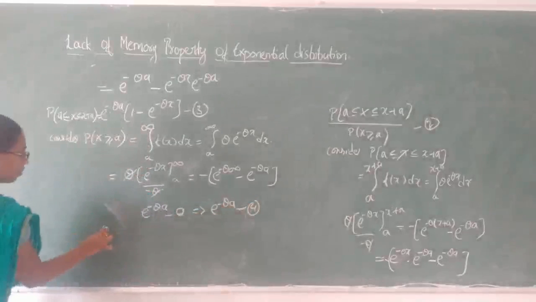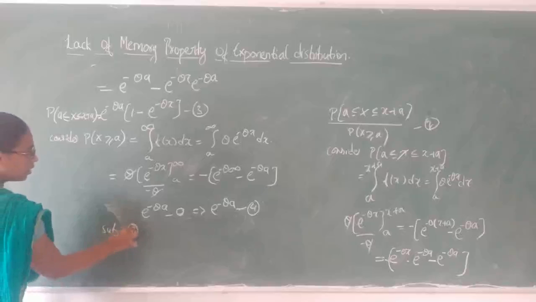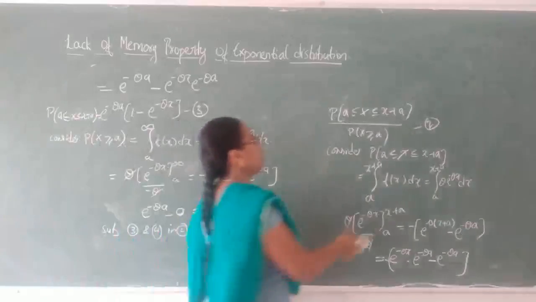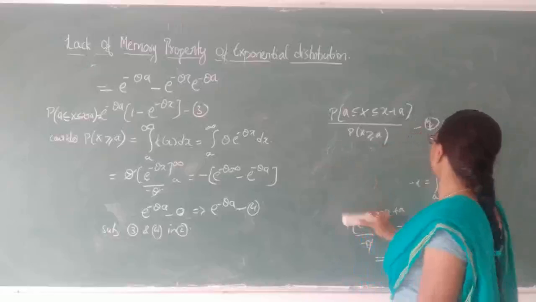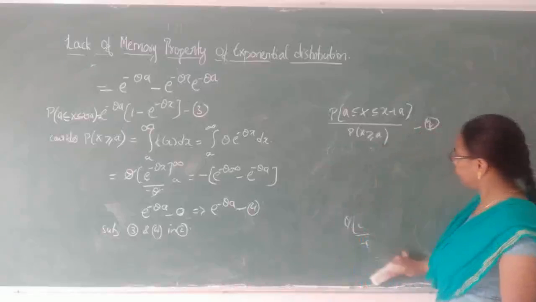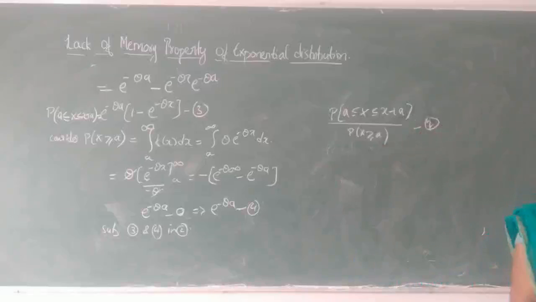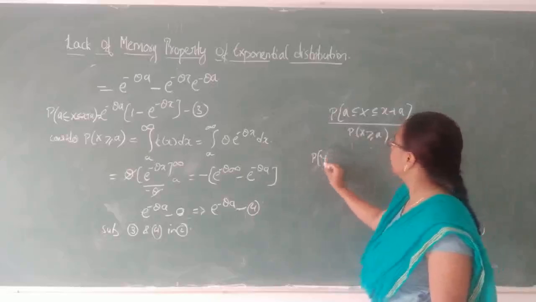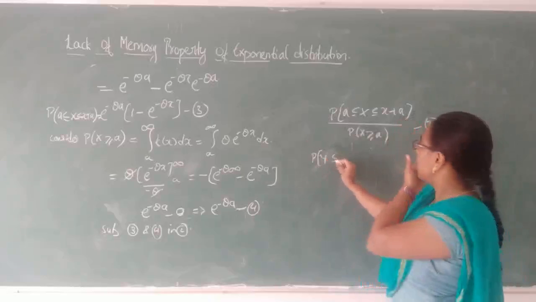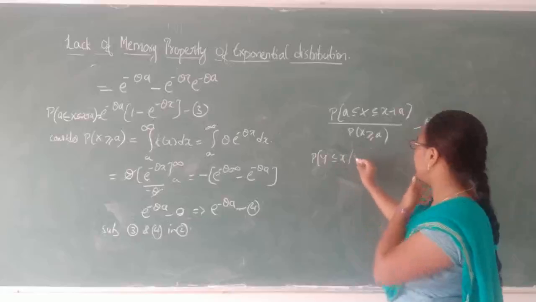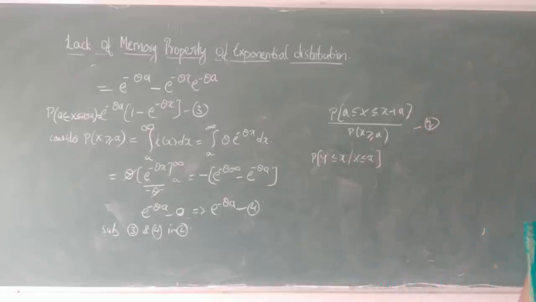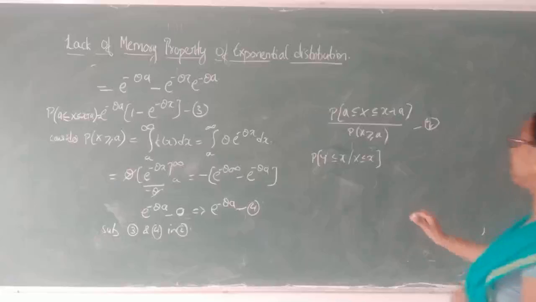So substitute 3 and 4 in 2. So this is our equation 2. In this we will substitute equation 3 and equation 4. So this value will be equal to, which value is it? Probability of y less than or equal to x given x greater than or equal to a.